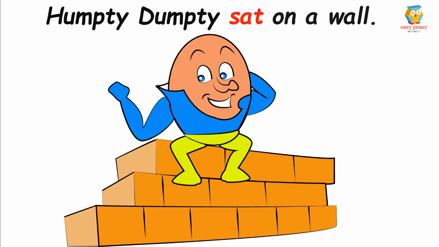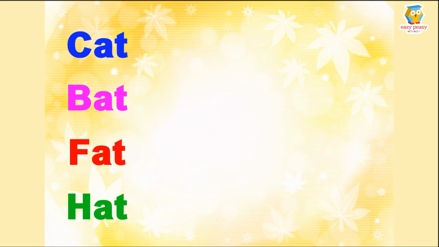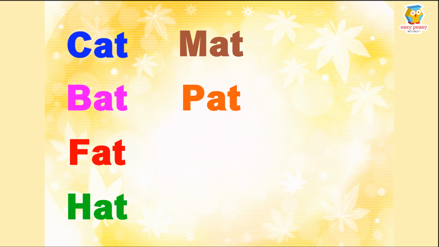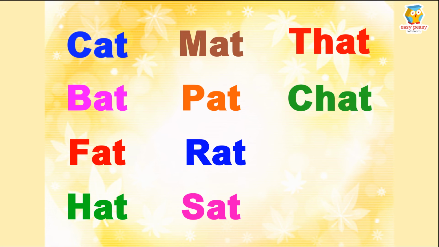Humpty Dumpty sat on a wall. Now let us revise the at words we have learned today. Cat, bat, fat, hat, mat, pat, rat, sat, that, chat, gnat.